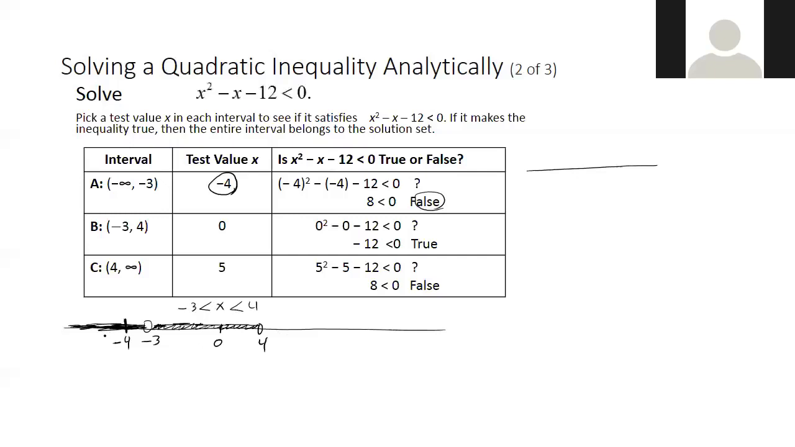The solution often alternates between these intervals. So when there's no solution, this shouldn't be a solution either. But we can confirm that easily by picking a number like 5. If I substitute 5, you can see that it's not going to work. 5 squared minus 5 minus 12, less than 0. 8 is not less than 0, so that's false. So the solution must be between -3 and 4, just by finding the zeros and picking a number within those intervals to see which one works.